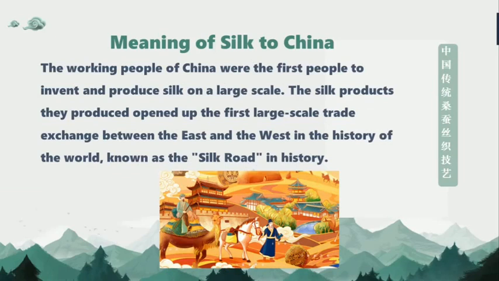The working people of China were the first people to invent and produce silk on a large scale. The silk products they produced opened up the first large-scale trade exchange between the East and the West in the history of the world, known as the Silk Road in history. Since the Han Dynasty, Chinese silk has been shipped around in large numbers and has become a world-famous product. At that time, the road from China to the West was once called the Silk Road by Europeans, and China was also called the Silk Country.